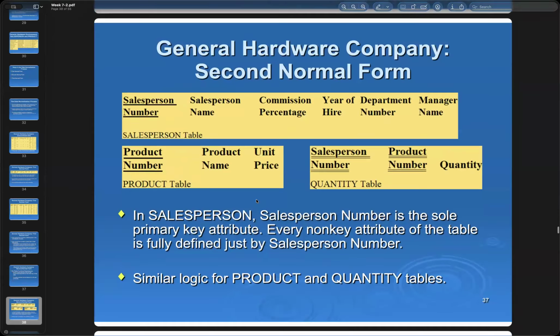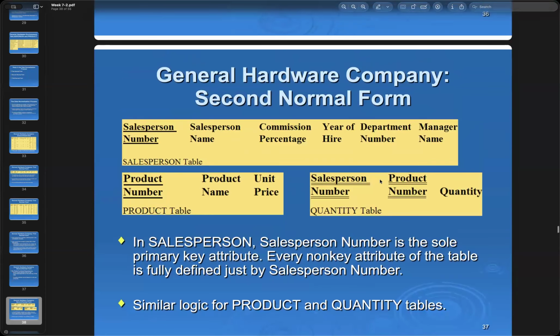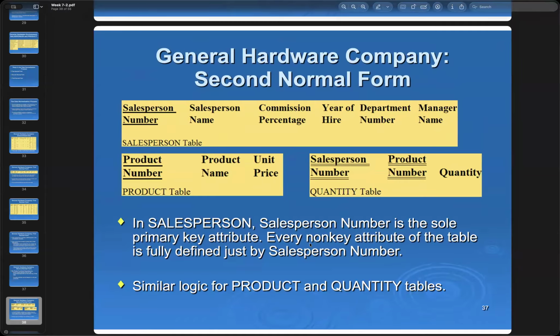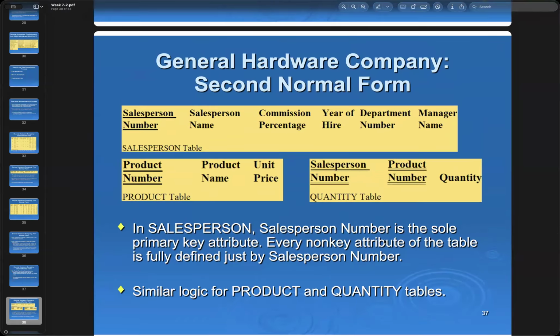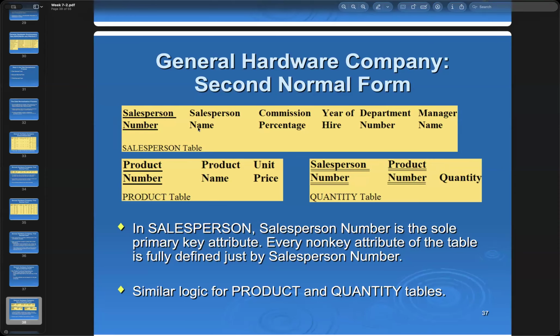When we look at the second normal form, salesperson number is shown as the primary key attribute. And even later, when you design, we are always given a number instead of a combination. So we need to check that every non-key attribute in the table is fully defined just by the salesperson. That means we can get salesperson name, yes. Commission, yes. Year hired, department number, yes. Or the manager, yes, they are all okay. So they are fully functionally dependent.